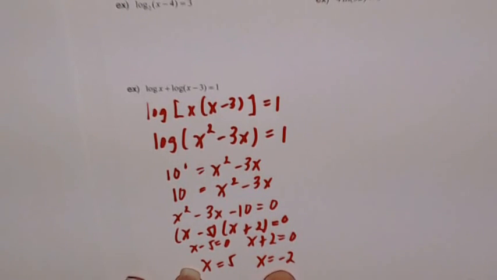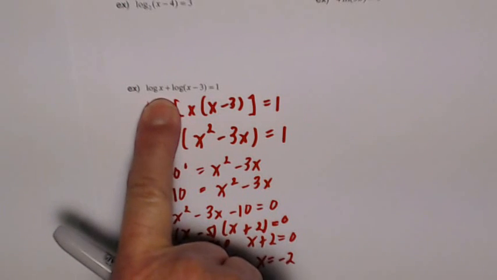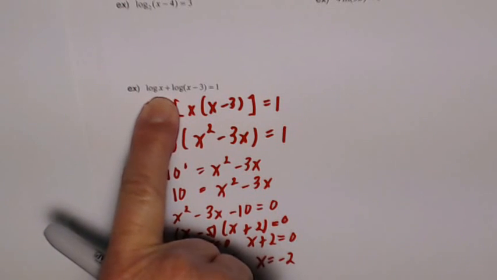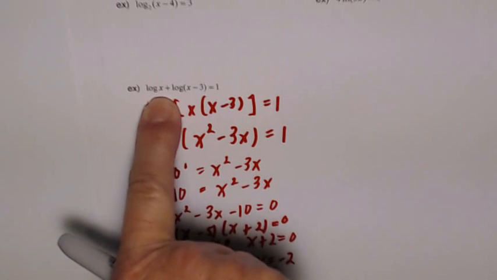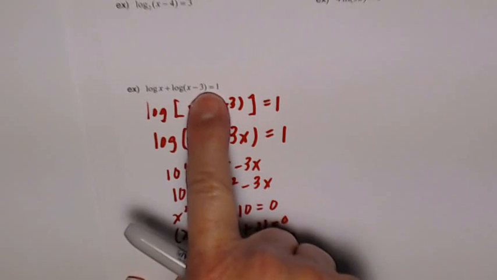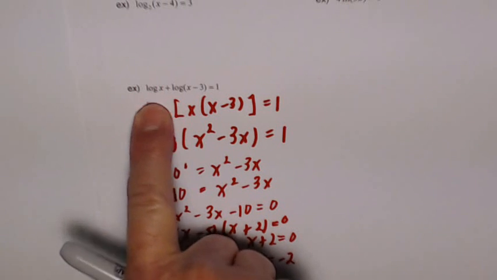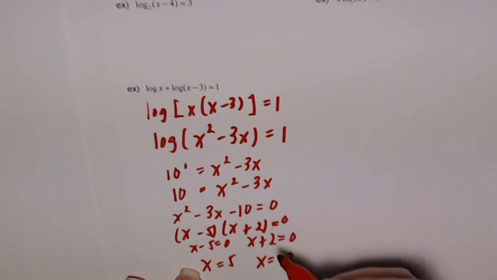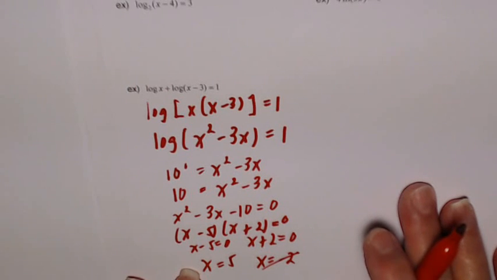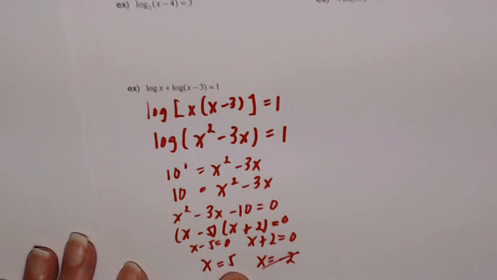Now x equals negative 2. Suspecting that it's going to be a problem, let's take a look. Log of negative 2, we can't do that. So we don't even need to bother further, because at this step we can see we can't use this solution of negative 2. We reject that one, and our answer for this equation is x equals 5.